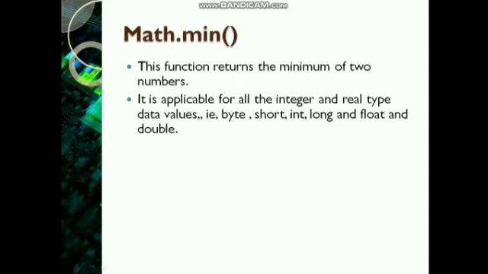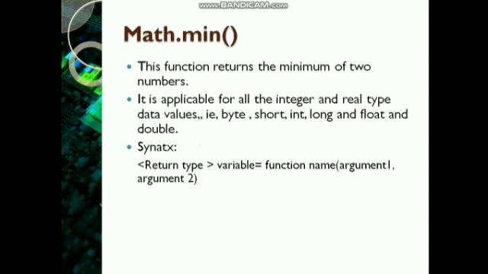For example, if the value is byte, then your return answer will also be byte, and if it is int, then your answer will be int, and if it is float, then it returns a float value. We'll see the syntax. Return type, variable is equal to function name. Inside the brackets you will have two arguments. Based on these two arguments, your result will be stored in the variable.